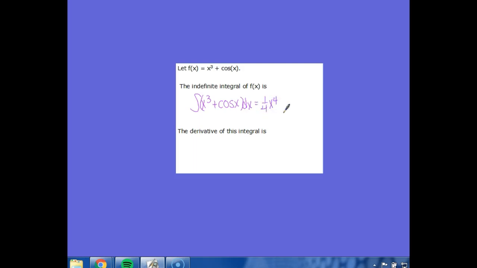Good. So again, the x cubed became 1/4 x to the 4th. Antiderivative of cosine is positive sine, and he ended with his plus c. I asked you to find the derivative of this integral. What's the derivative of this?